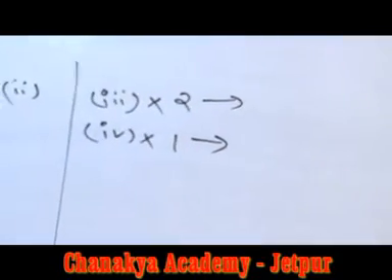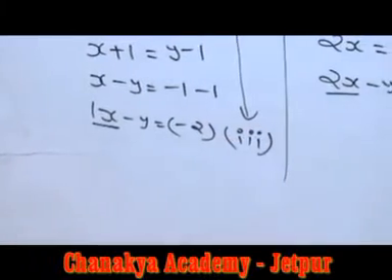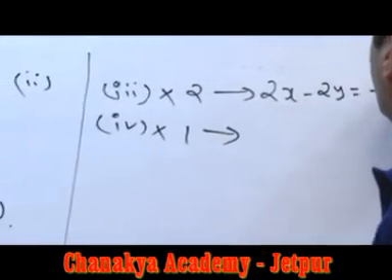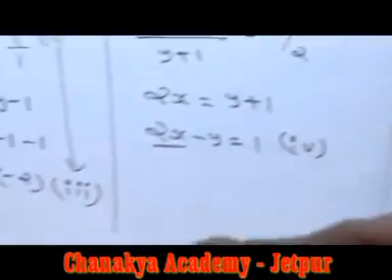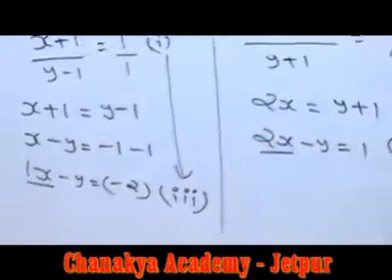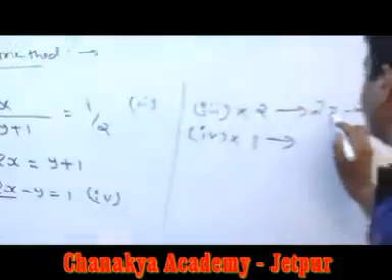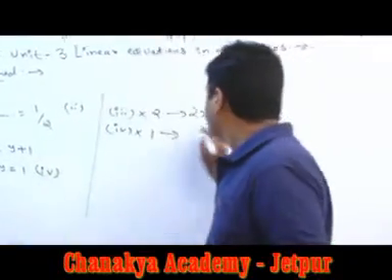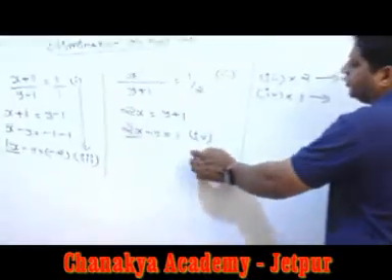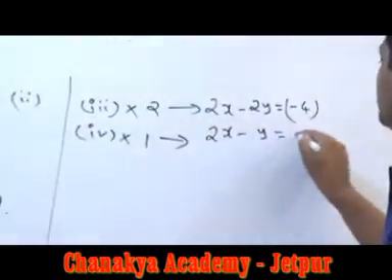Now multiplying equation number 3 with 2 gives 2x - 2y = -4. Equation 3 is x - y = -2 multiplied by 2. Here 2 into x gives 2x, -y into 2 gives -2y, and -2 into 2 gives -4. Next, equation number 4 multiplied with 1, so we are rewriting it as 2x - y = 1.